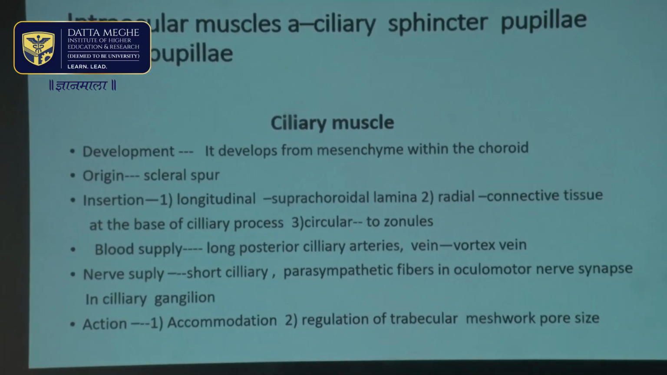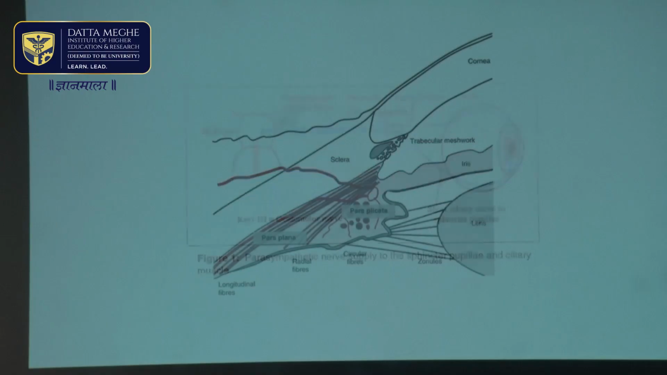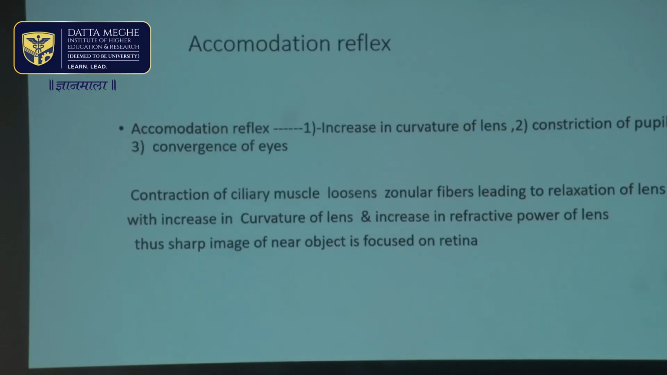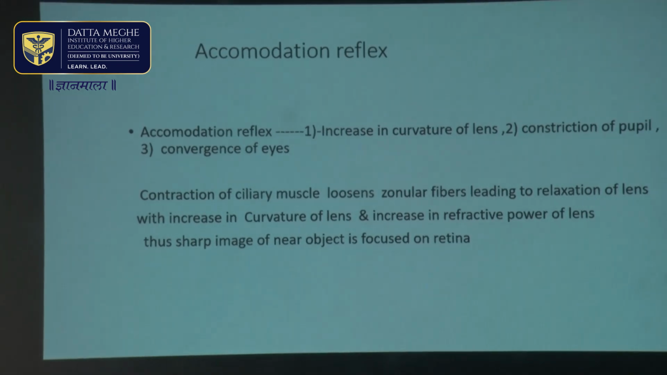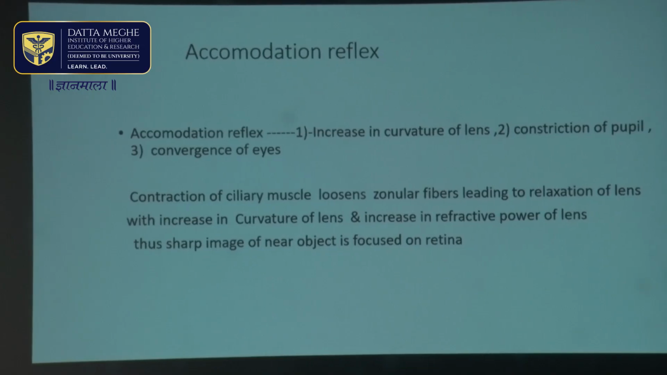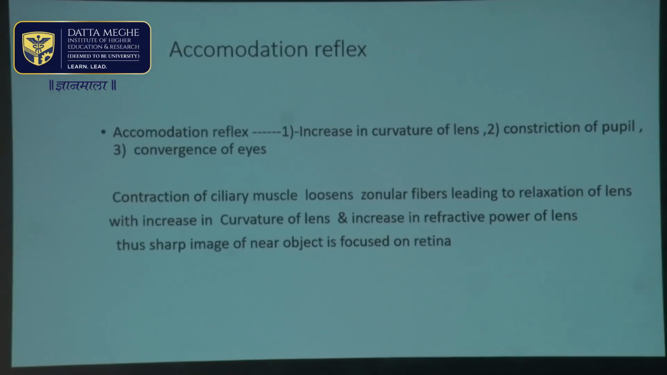The major action of the ciliary muscle, as I told you, is accommodation and regulation of the trabecular meshwork pore size. Now, what is the accommodation reflex? During the accommodation reflex, three things happen, and the first thing is that there is an increase in the curvature of the lens.